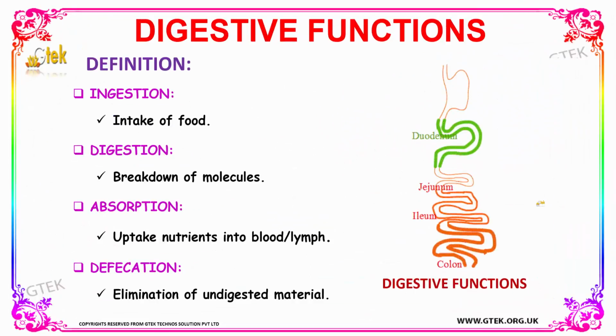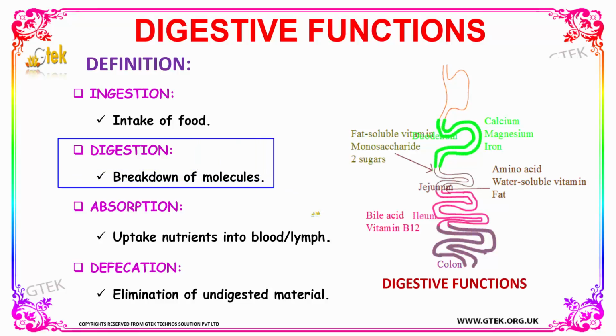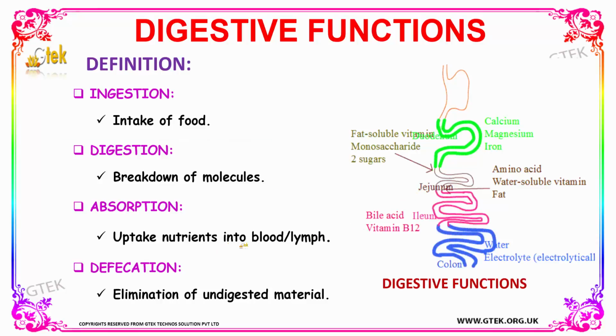Next we are going to see the steps or the general process of digestion. The first stage is ingestion, that is, intake of food. The consumption of food is the first step in digestion. Followed by that, the digestion process takes place, which is nothing but breaking down the complex molecules of your food into simpler ones, which can be easily absorbed by the body.